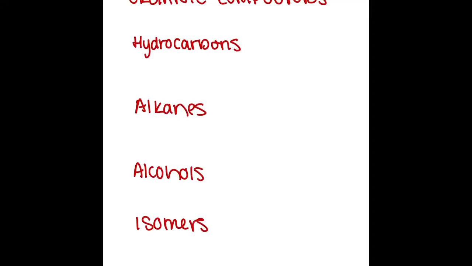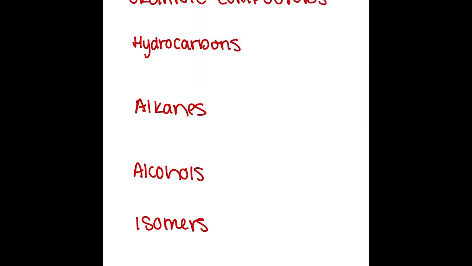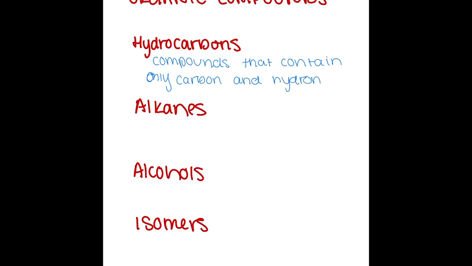Hey guys! Okay, so today we're going to get into a little bit of organic chemistry. So, we're going to start with our organic compounds. And first up is hydrocarbons. Now, let me change this color. Okay, so for hydrocarbons, these are compounds that contain only carbon and hydrogen. That is not isohydrogen, sorry.